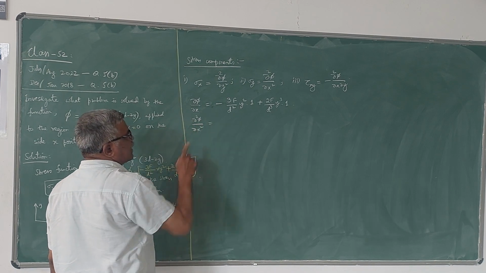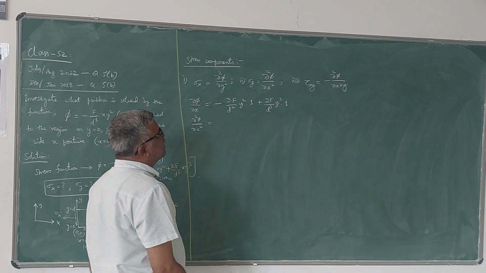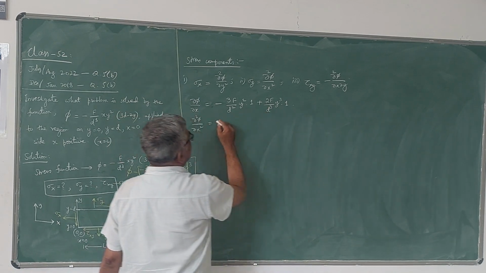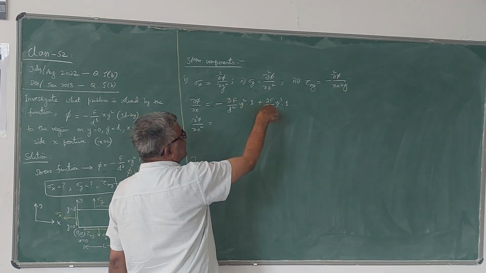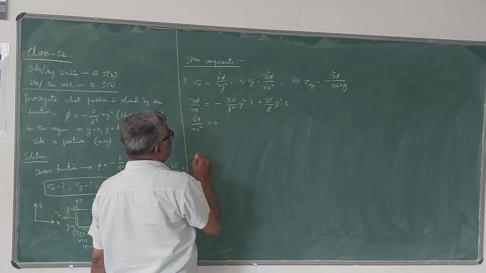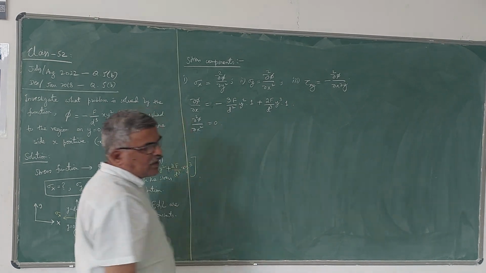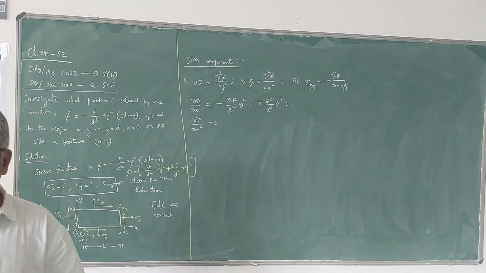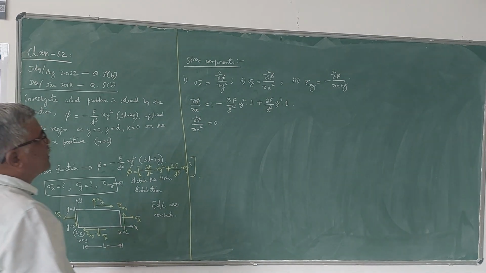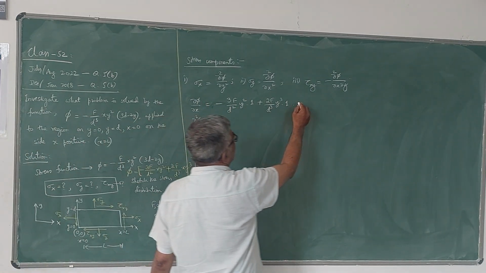Second derivative. Now what happens? The second derivative is actually zero. Why? There is no x term here, there is no x term here, it becomes 0. Dou square phi by dou x square will be 0. That is the first one. Next term, differentiate this phi with respect to y now.